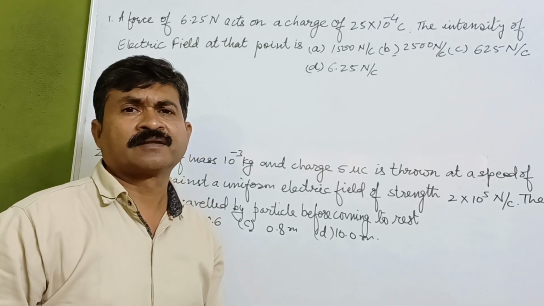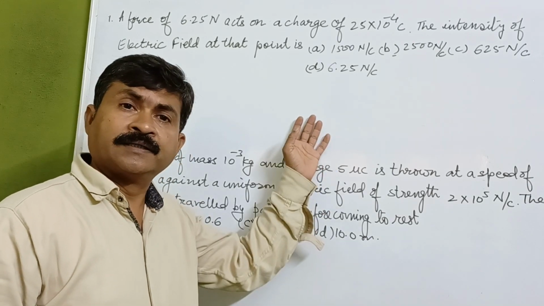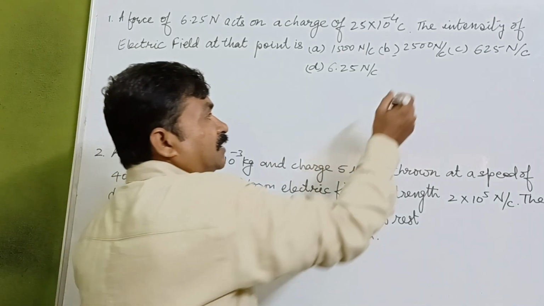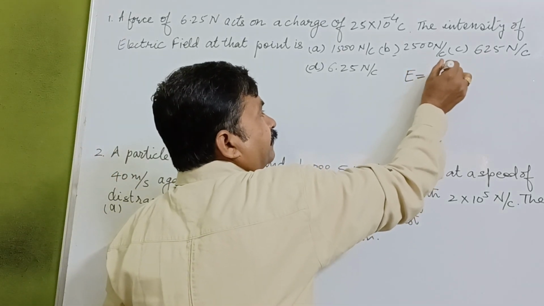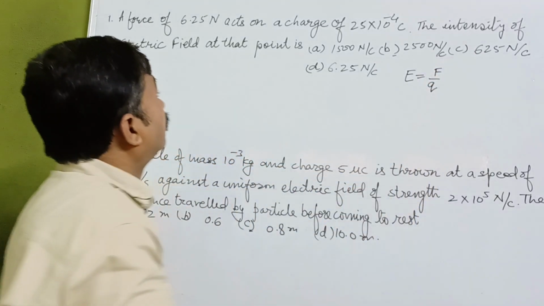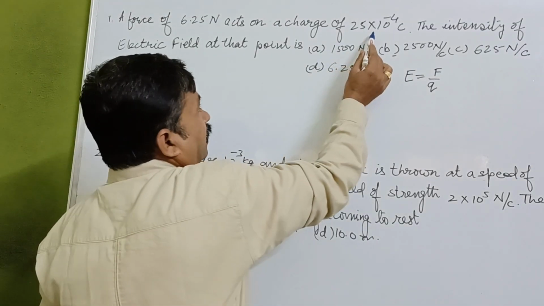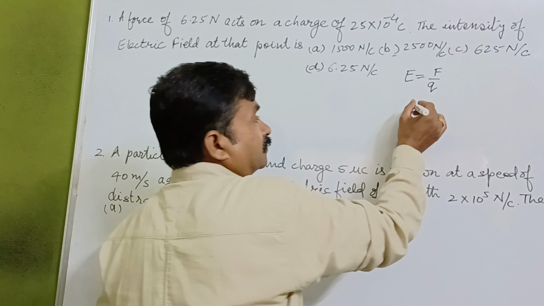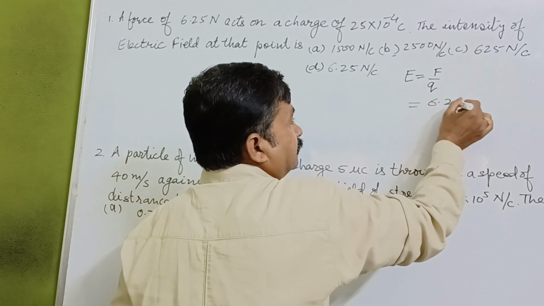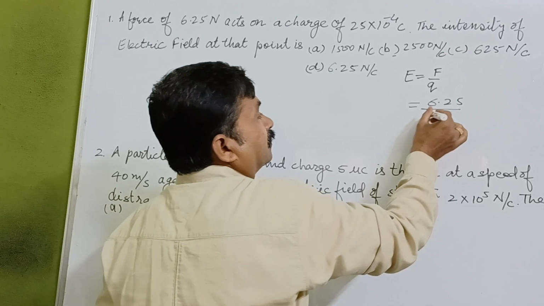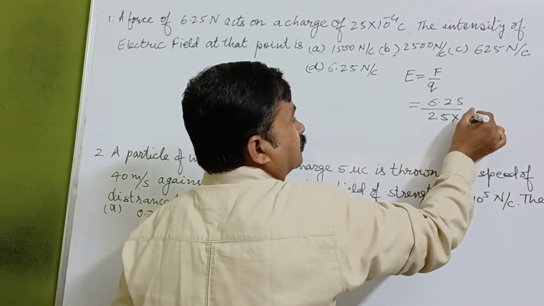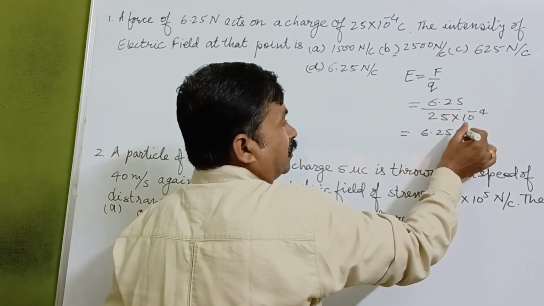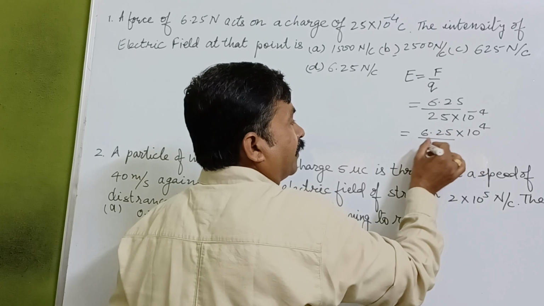Electric field is the force experienced by a unit positive charge. So E is equal to F upon Q. Here the force is given to us and the charge is also given to us, so if we calculate it, we will get the answer. This is 6.25 Newton and 25 × 10^-4 coulomb.